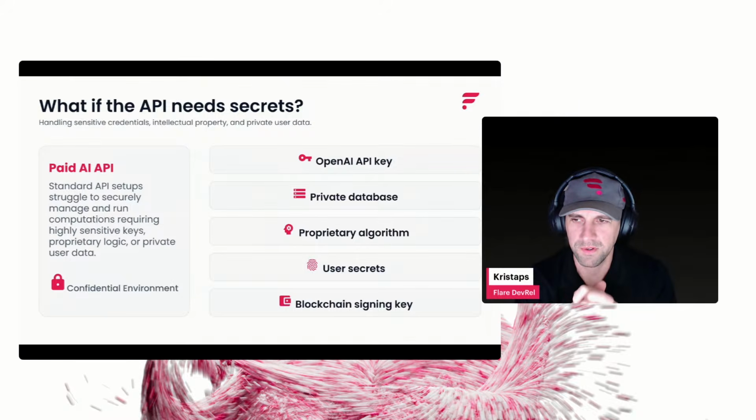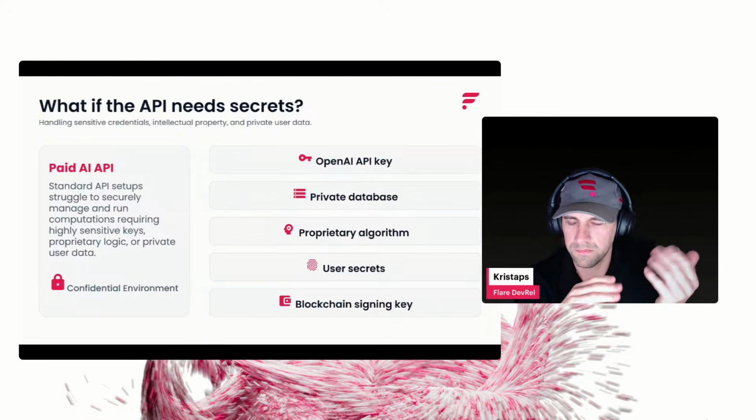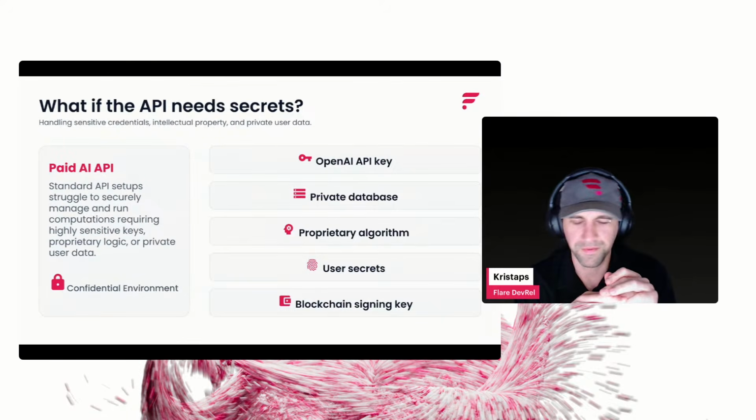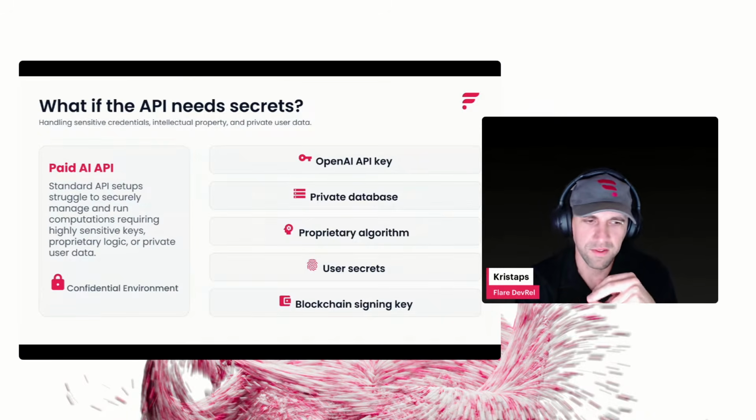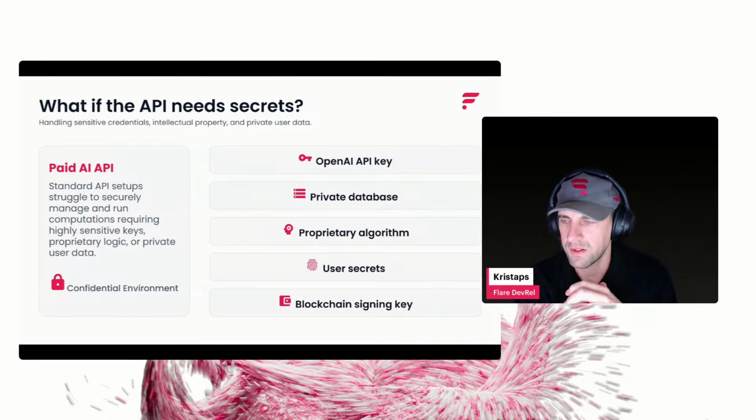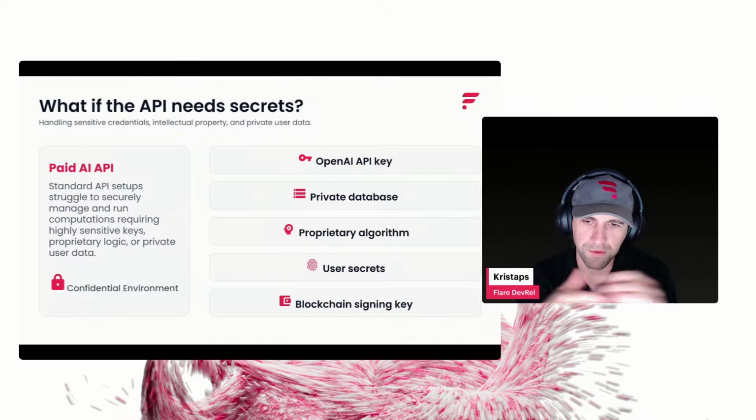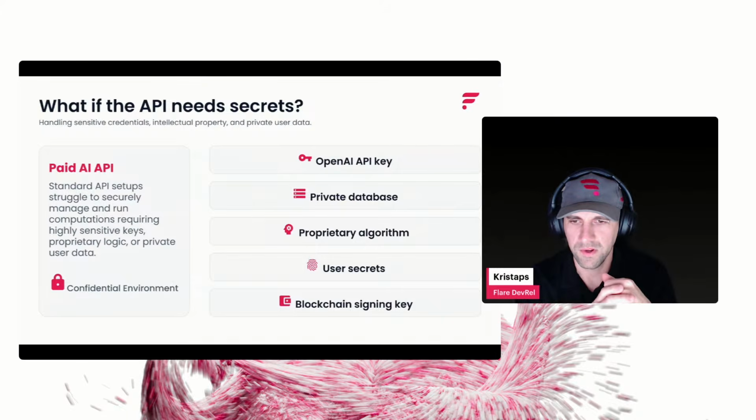So for instance, with a paid API, there are different things needed. For instance, I know, Anthropic or OpenAI API keys. It wants to interact with a private database. It has some kind of algorithm. It holds or processes user secrets or interacts with other blockchains.